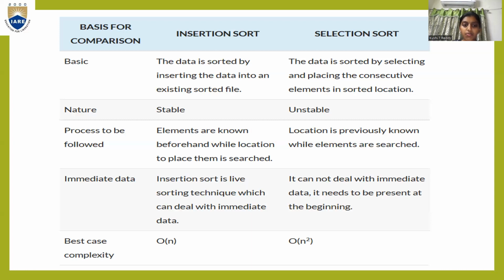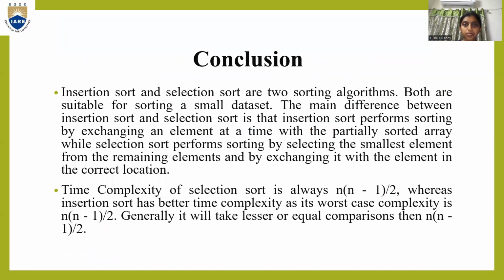Coming to the complexities of the best case, for insertion sort it is big O of n, and for selection sort it is big O of n square. And coming to the basic difference, the data in insertion sort is sorted by inserting the data into an existing sorted file, whereas the data in selection sort is sorted by selecting and placing the consecutive elements in the sorted locations. So these are some of the major differences.